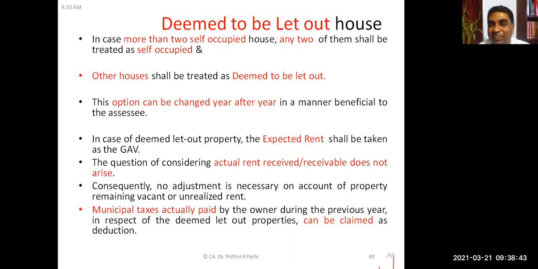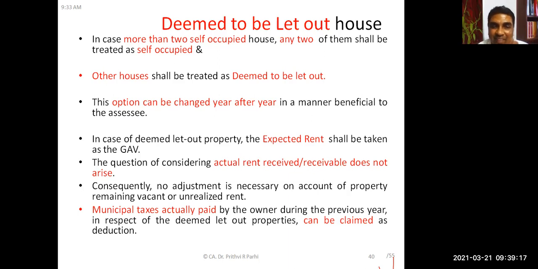Expected rent shall be treated as the gross annual value. There is no question of vacancy allowance. Vacancy allowance will not be there. Municipal taxes actually paid by the owner during the year in respect of a deemed to be let out house can be claimed. It is deemed to be let out, so just like let out houses, municipality taxes can be claimed if paid. In a self-occupied house, municipality taxes cannot be claimed.